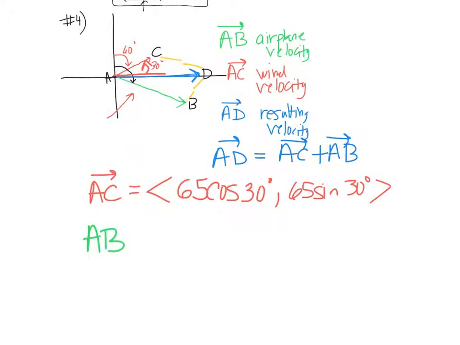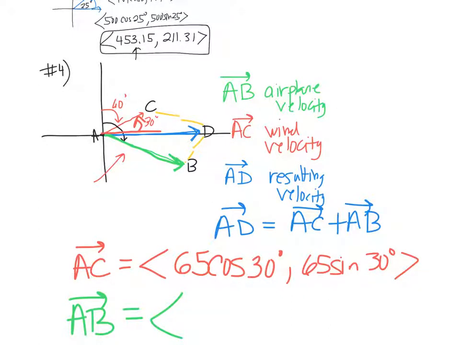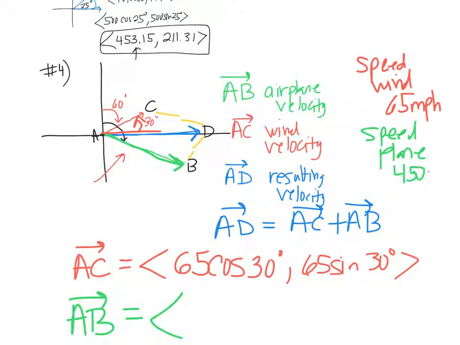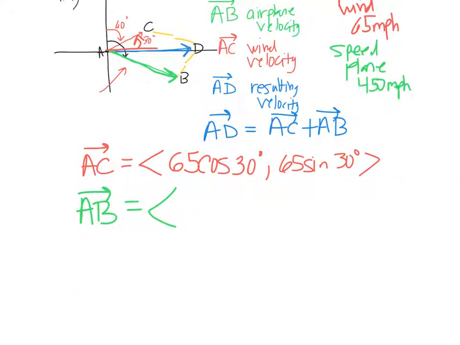So AB is equal to... Now, I said AB, the plane, this is how she's actually flying. She's flying in this direction. The plane is going 450 miles per hour. Where's 65 coming from? The speed of the wind, I didn't write it down, I probably should have, but this is in your book. The speed of the wind is given as 65 miles per hour. And the speed of the plane is 450 miles per hour. Now, do you see how the wind is acting on this plane? It's pushing it, and it's actually making it go faster, too. Can you picture that?